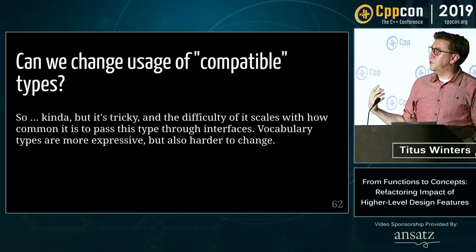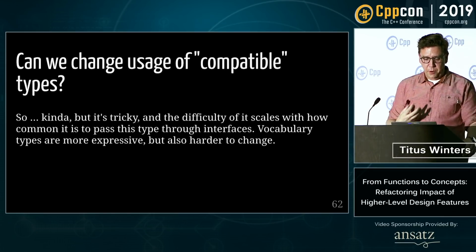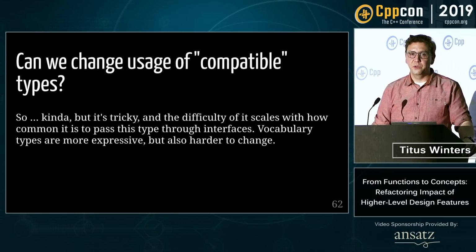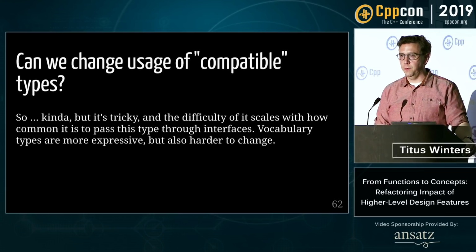And vocabulary types are hard. Right? This is a big part of why I say, do not introduce more vocabulary types into your ecosystem lightly. This is a big part of why when I sit in library evolution, I fight pretty hard against why do we have a second one of these for the same purpose.